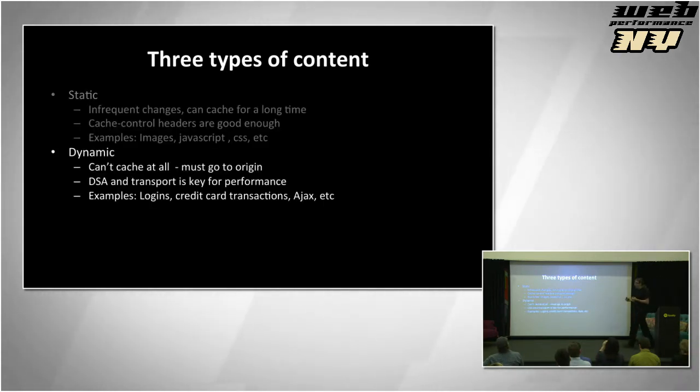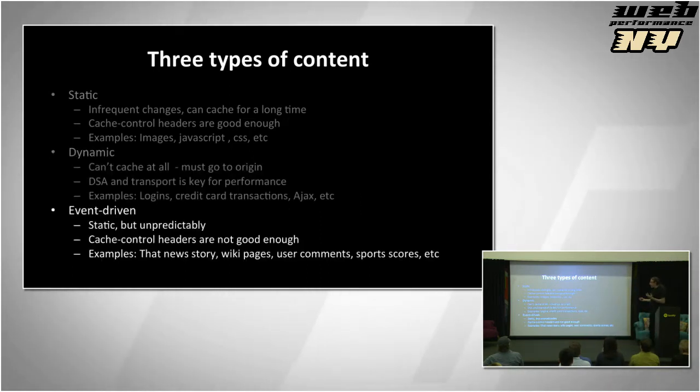Then we have dynamic content, which we can't cache at all. They have to go to origin every time, and technologies like DSA are very good ways of optimizing the delivery of these objects to you. Like we talked about earlier, Ajax, credit card transactions, logins, things like this fall under the dynamic category. And then there's this category of event-driven content, which is actually static, but under very unpredictable conditions. You can't tell ahead of time how static or how long something's going to be cacheable for. And cache control headers are no longer a valid mechanism for caching them. And truth be told, the HTTP protocol didn't give us the right levers to cache these kinds of objects. So we need new ways to do things here.